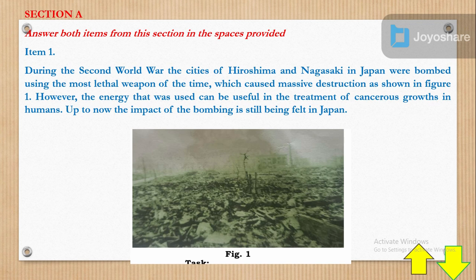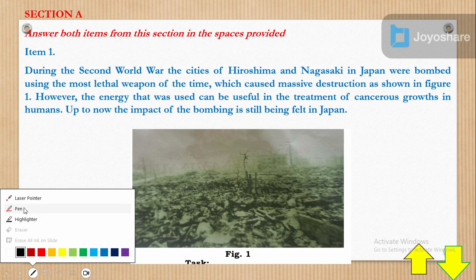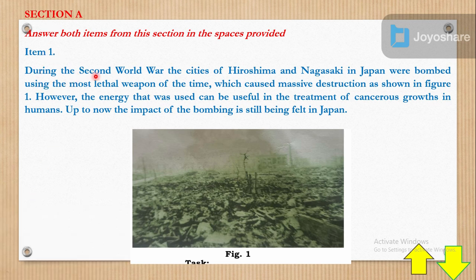So now the question says, let's go through it. It says, during the Second World War, the cities of Hiroshima and Nagasaki in Japan were bombed using the most lethal weapon of the time, which caused massive destruction as shown in figure 1. We have figure 1 there, a picture. However, the energy that was used can be useful in the treatment of cancerous growths in humans. Up to now, the impact of the bombing is still being felt in Japan.